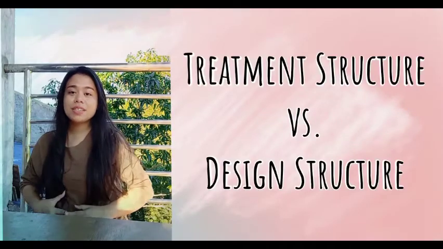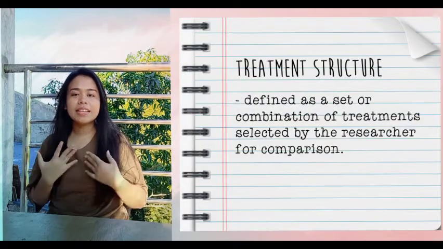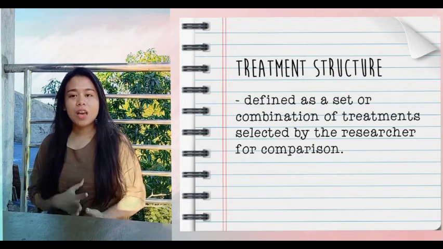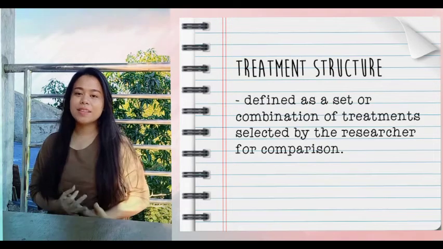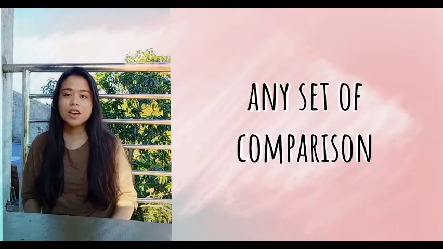Now, let us proceed to treatment structure versus design structure. A treatment structure is defined as a set or a combination of treatments selected by the researcher for comparison. Statisticians use the term treatment as a general term for any set of comparison. For example, you want to compare the body size of a lizard species in 2 different islands. So, the 2 islands would be the treatment.